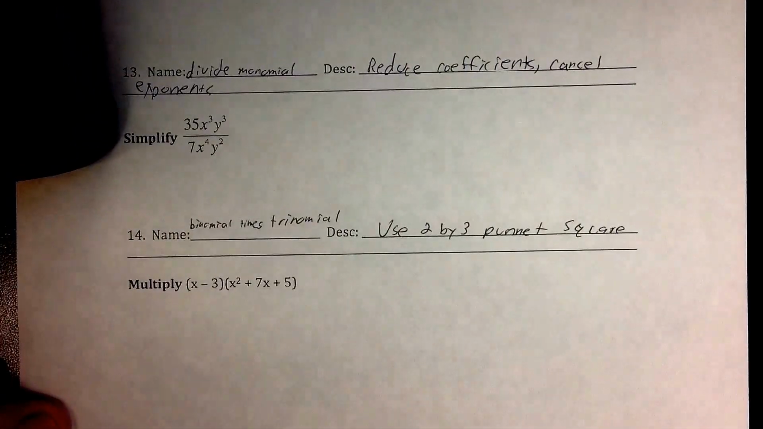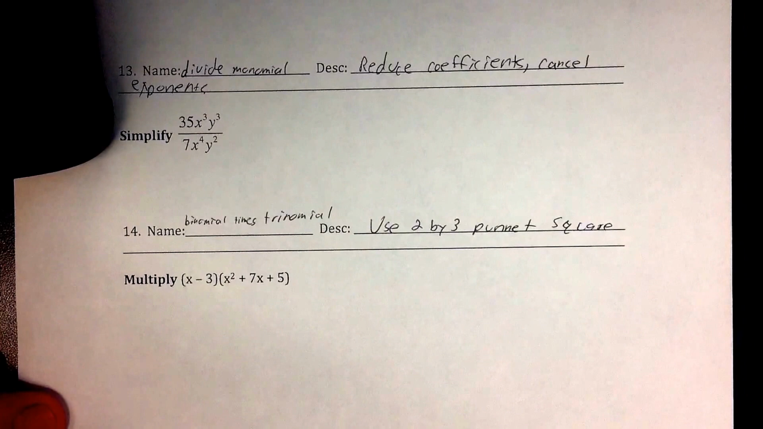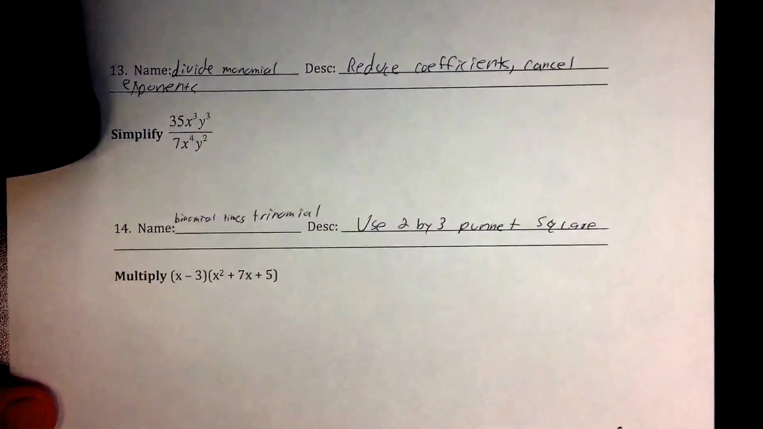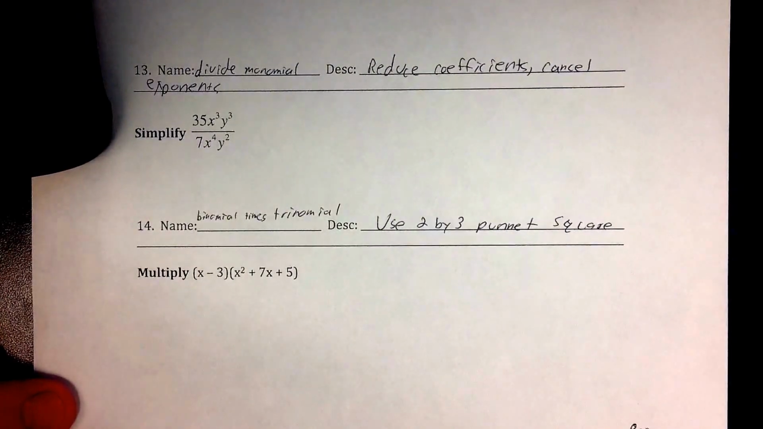Okay, 13 says simplify 35x to the third y to the third over 7x to the fourth y to the second. So we're dividing monomials. We want to reduce the coefficients and cancel the exponents.